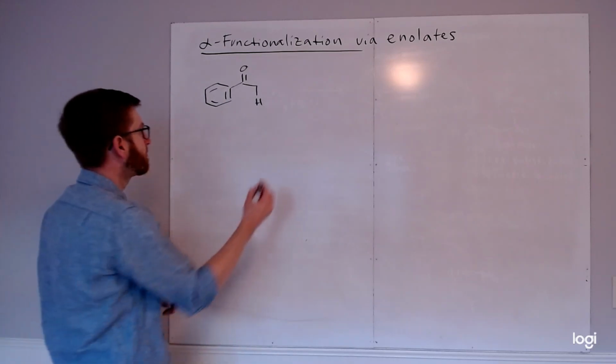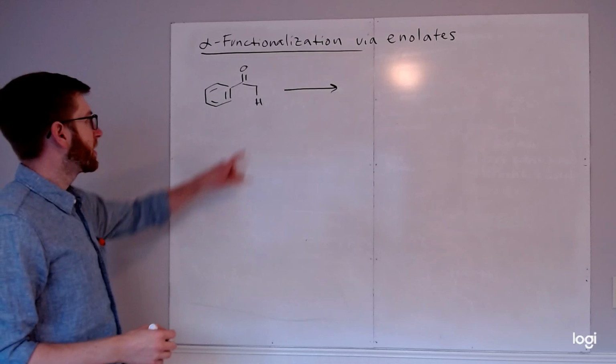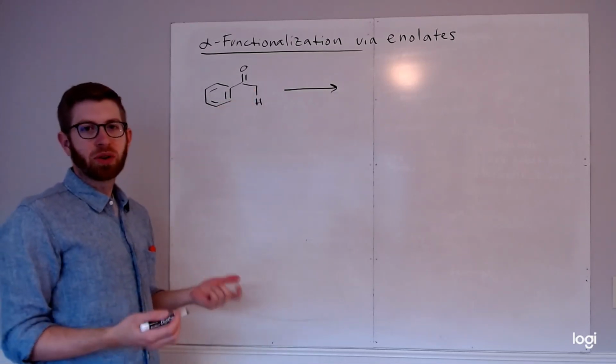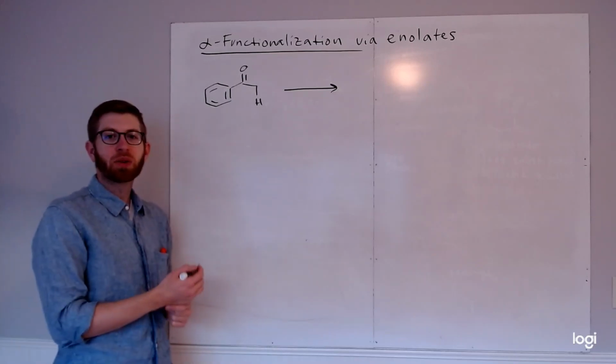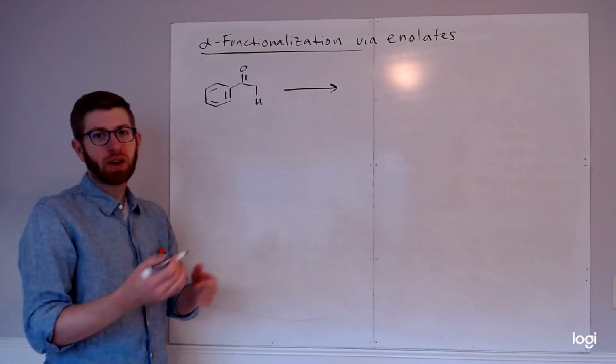enolate formation. And one of the reactions that we might want to be able to accomplish is actually to extend the carbon chain from here. Especially what we're interested in doing is making carbon-carbon bonds. These are ubiquitous in organic molecules. You probably take them for granted. Like most of the structures that you're looking at already have all their carbon-carbon bonds.